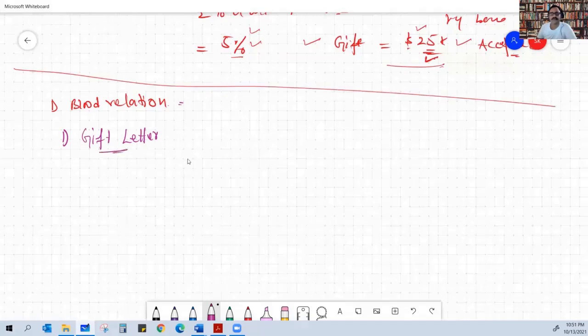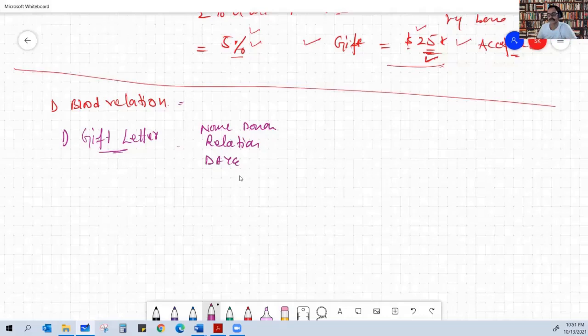They themselves need to write a letter in favor of the borrower. All the things that need to be mentioned: the name of the donor, who the donor is, the relationship with the borrower, and the date, what date they are giving these funds, or what date they are giving this letter.